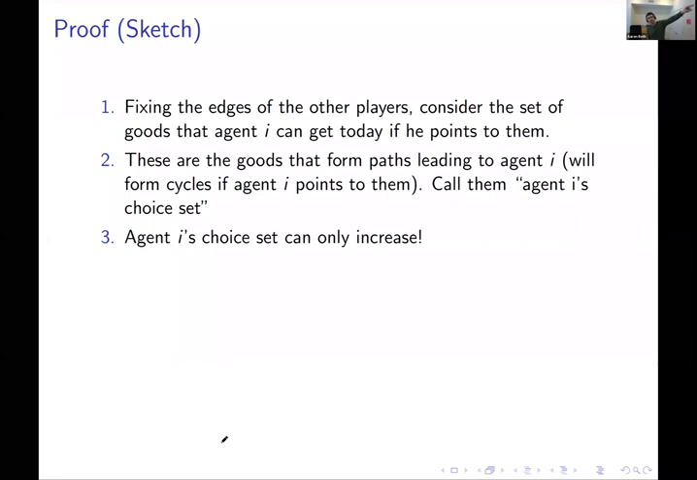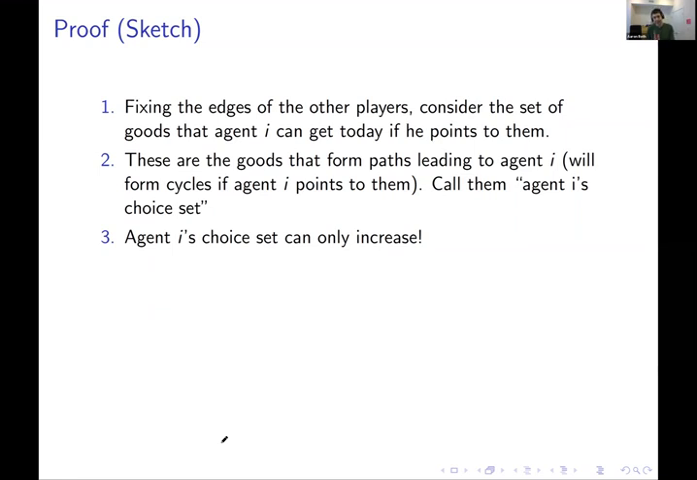Because maybe my favorite good is also the favorite good of the owner of my second favorite good. So the second favorite good is not in my choice set because he's also pointing to my favorite good. He's not part of a path leading to me. Maybe only my third favorite good is in my choice set. But if I'm his second favorite good, then after the first round, when my first favorite good is removed, he will point to me or to someone else in my choice set, which will add him to my choice set.